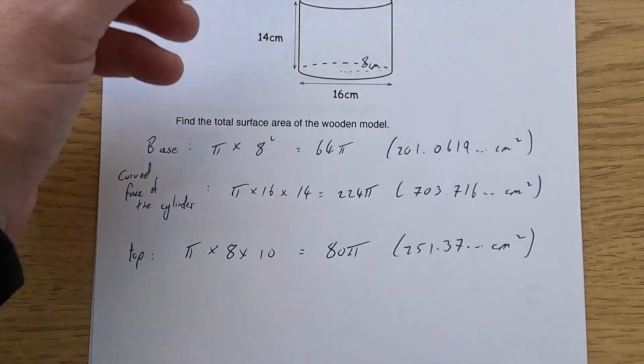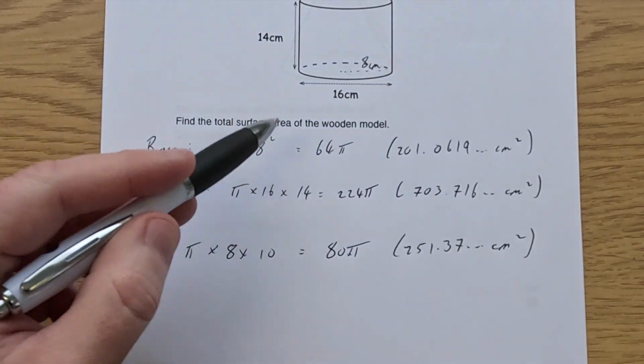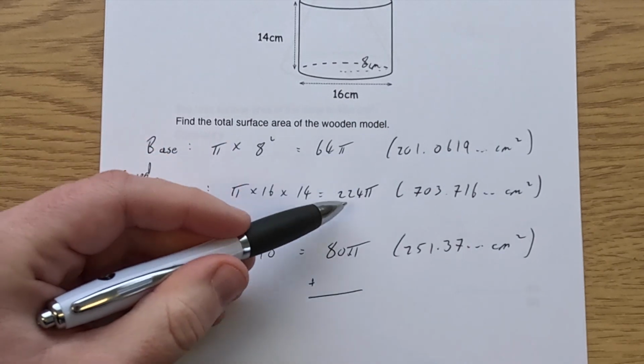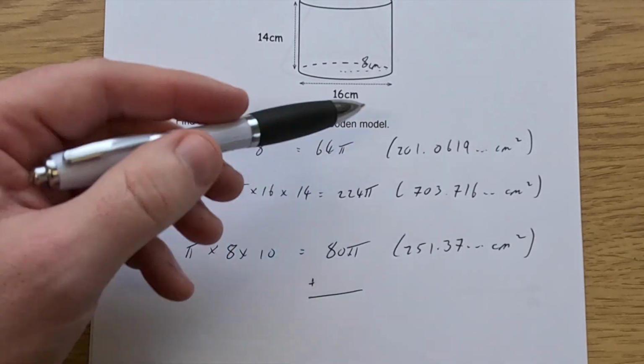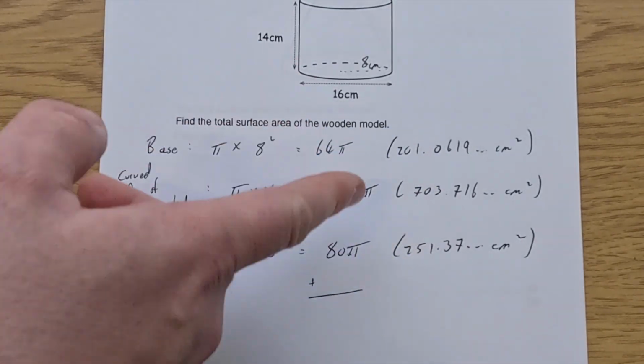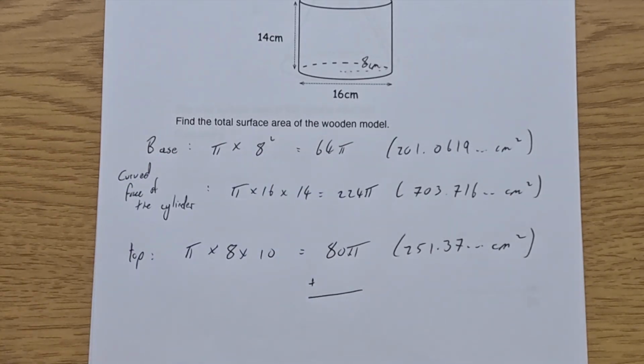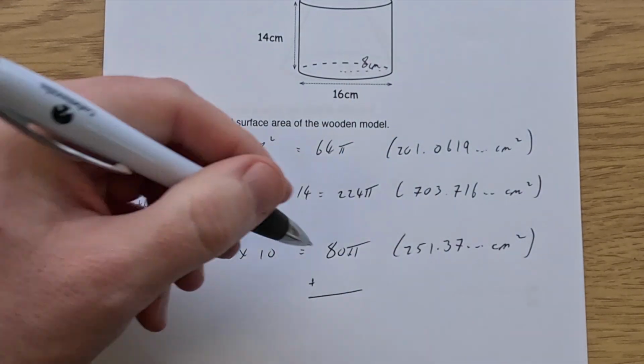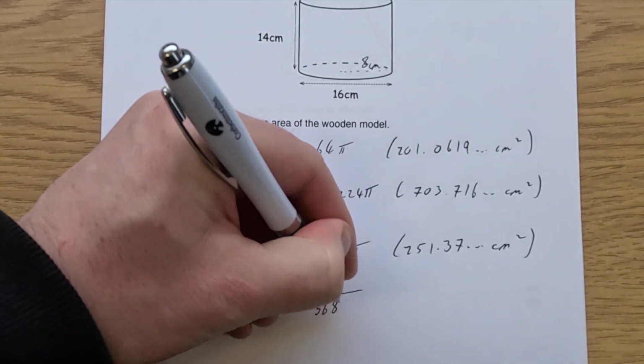And then if we add the three of them together, that'll give us the total surface area of the wooden model. So let's do that. Let's add together 64 pi, 224 pi and 80 pi. Or you could add together the decimal numbers, but I'm just going to use these ones. So 64 pi plus 224 pi plus 80 pi is equal to 368 pi.